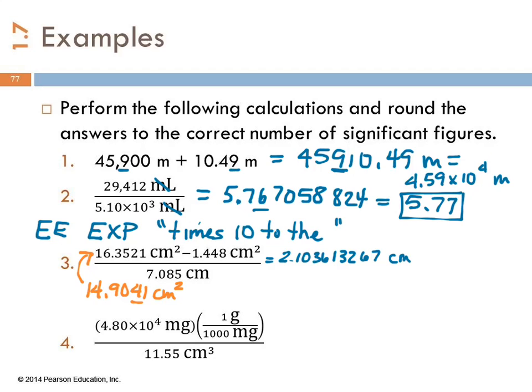The number in the denominator has how many? 4. So 4 wins. And we'll round this. We got 1, 2, 3, 4. That's our uncertain digit. The next one's 5 or greater. We're going to round up. So this will be 2.104 centimeters. Any questions?